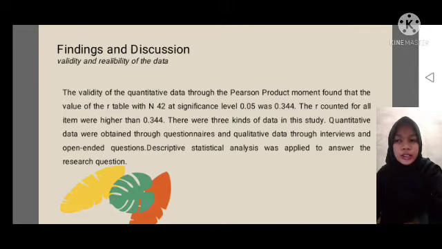There are three kinds of data in the study. Quantitative data were obtained through questionnaires, and qualitative data through interviews and open-ended questions. Descriptive statistical analysis was applied to answer the research questions.